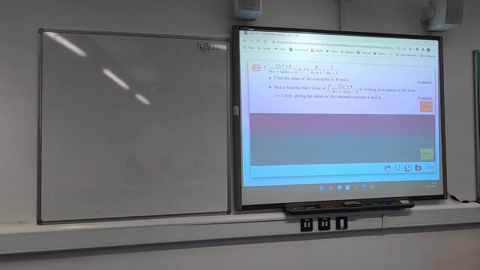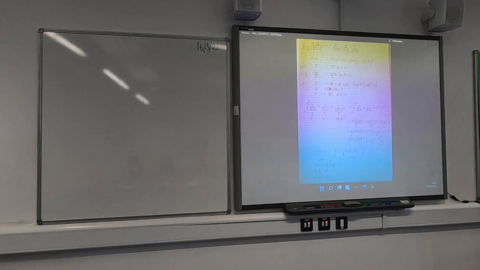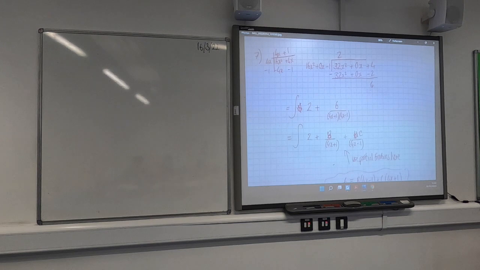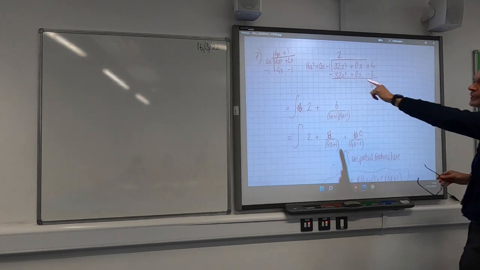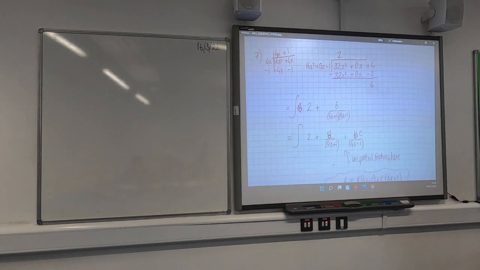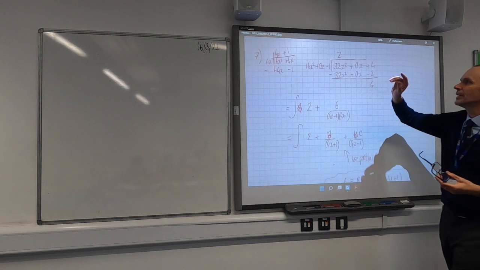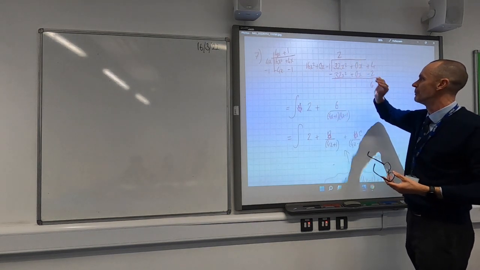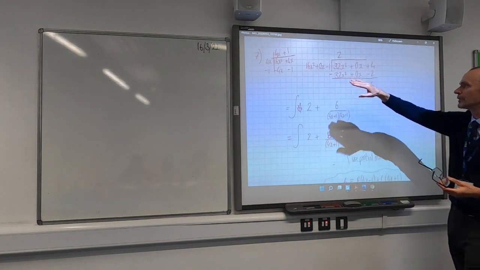I chose to divide it, so there we go. And I got 2 when I divided it out. Now to do that, I had to multiply out the denominator. So I had to do 4x plus 1 times 4x minus 1, which gave me that. Remember my dummy 0x values. So what do I do to this to turn it into this? Multiply it by 2. 2 lots of that, 2 lots of that, 2 lots of that.